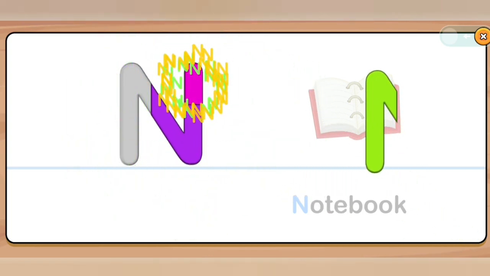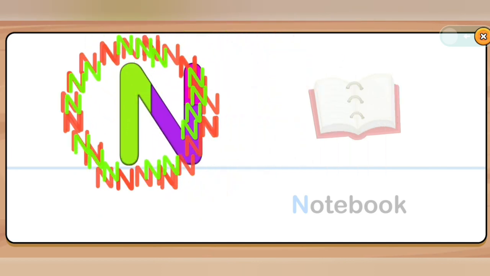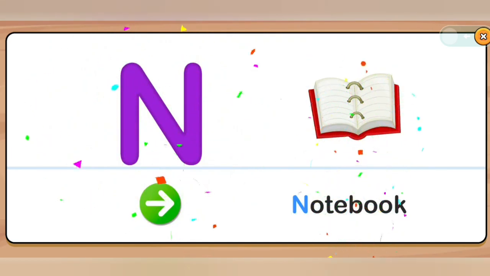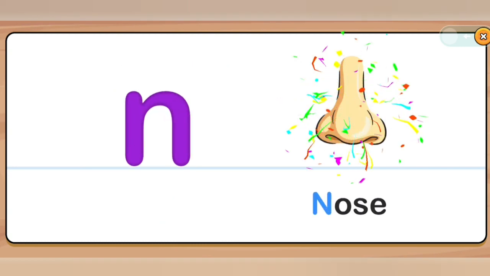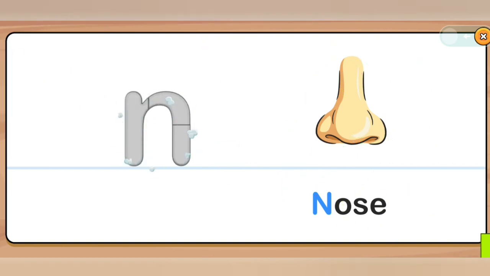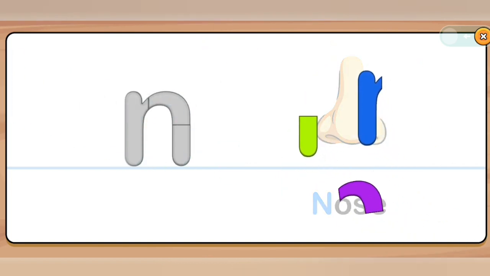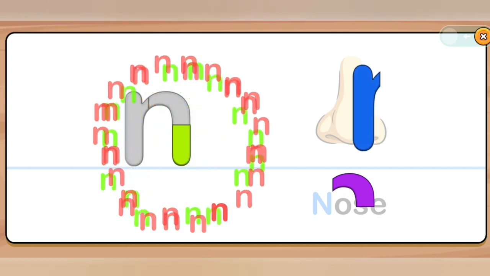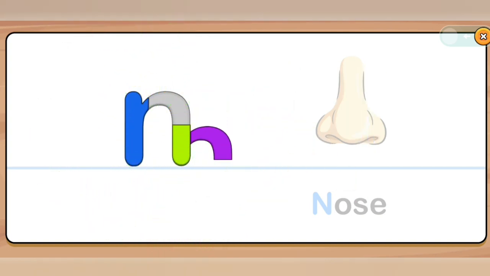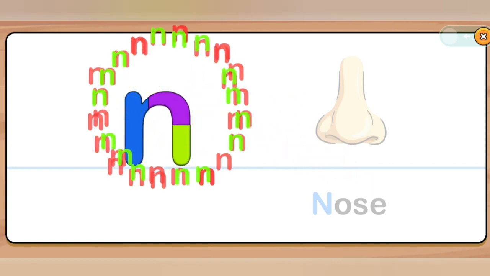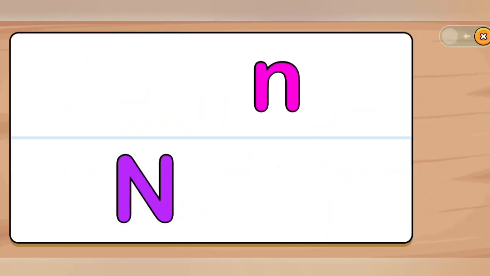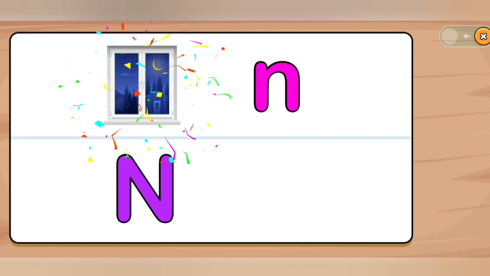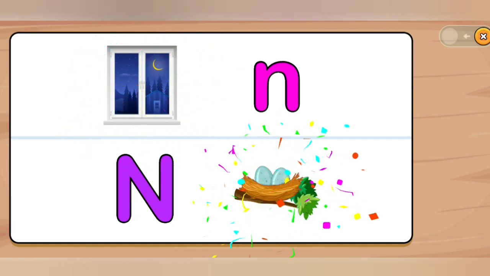Great. Good one. Smart. N is for nose. Good one. Good job. Smart. N is for night and for nest.